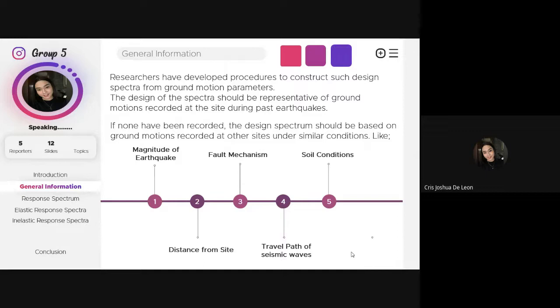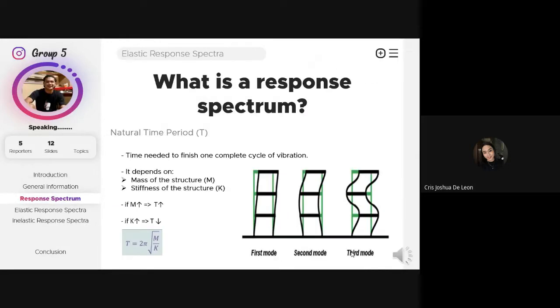And these are the similar conditions to be considered if none have been recorded when it comes to design spectrum. What is response spectrum? Response spectrum is a plot of the peak or steady-state response of a series of oscillators of varying natural frequency that are forced into motion by the same base vibration or shock.